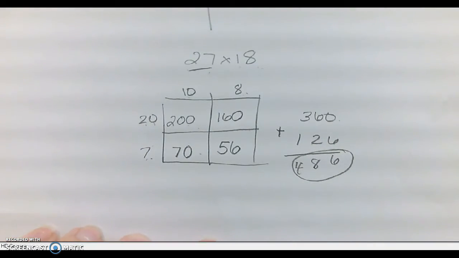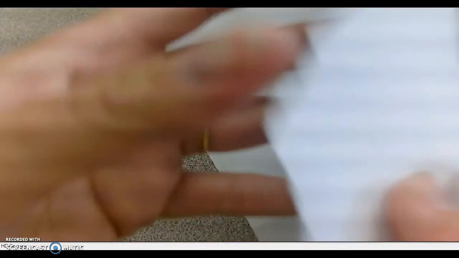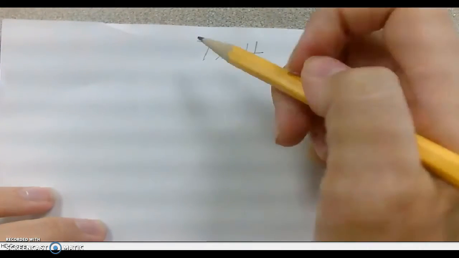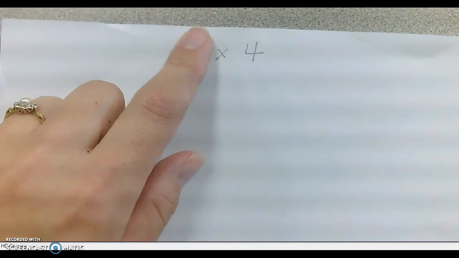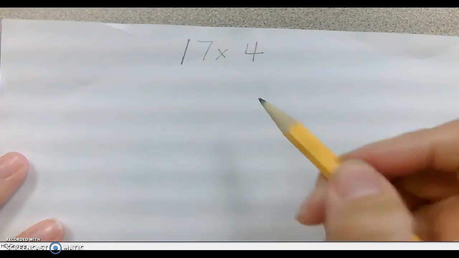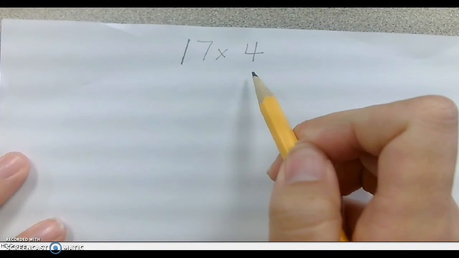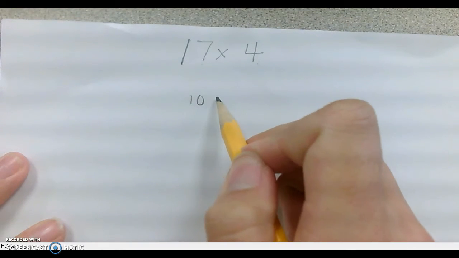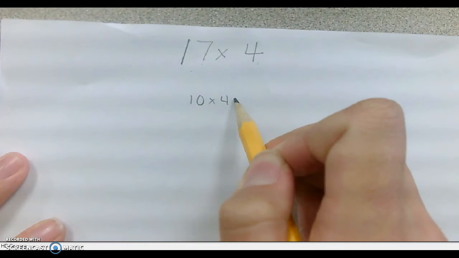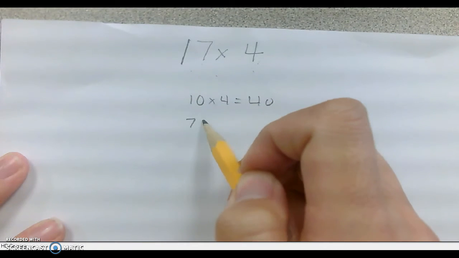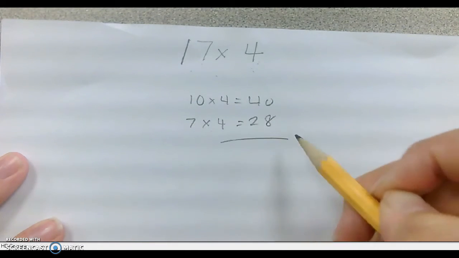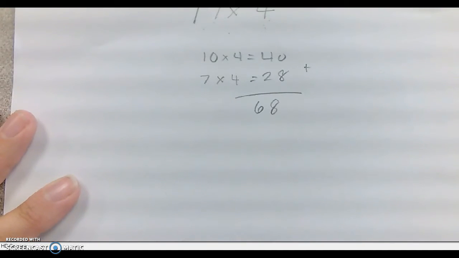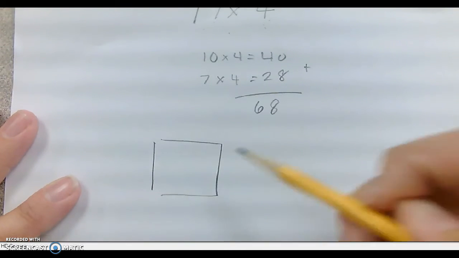Now before I go, I wanted to show you how you can do the area model when you have 2-digit times 1-digit. Okay, so for this one, mentally in my head, the way I do this is I do 10 times 4 and 7 times 4. So I would just do 10 times 4, 40, and 7 times 4, 28, add it together, 68.